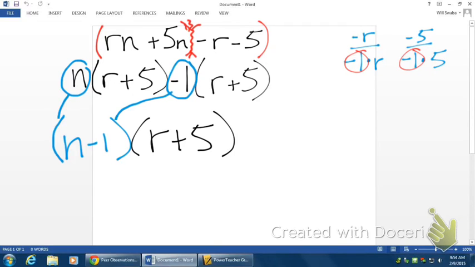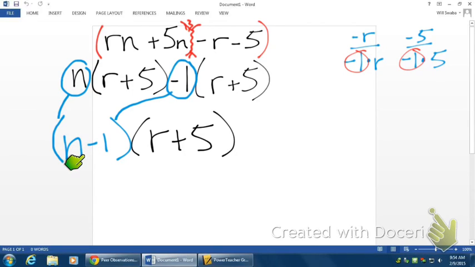Now I want you to think about this. Since you have two of these r plus 5s, you can think of it as a 2-for-1 special. Since you have two of these, exactly the same thing, you're just going to write down one. And then anything outside of the parentheses, you're going to write down right here. You're just going to put those together.